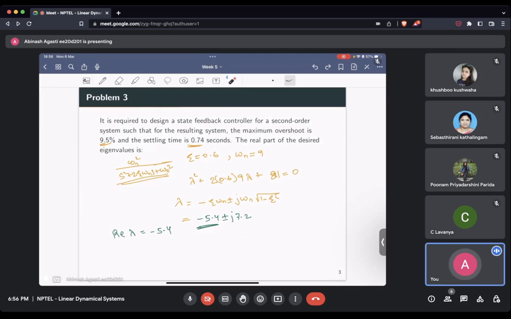Okay, they should satisfy this equation. So that is given by this. So these should be my desired eigenvalues or desired poles. So the real part of my desired pole is given by minus 5.4. Okay, so we'll move ahead.